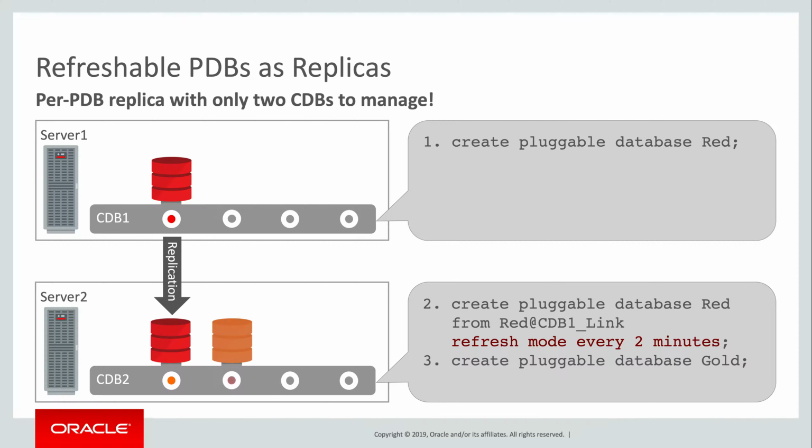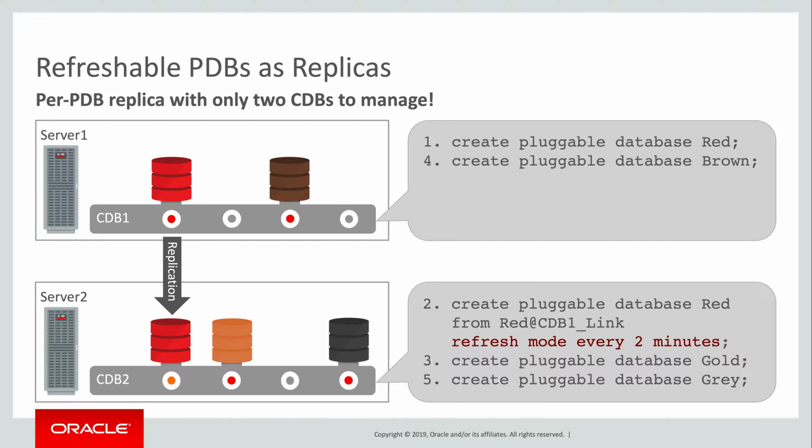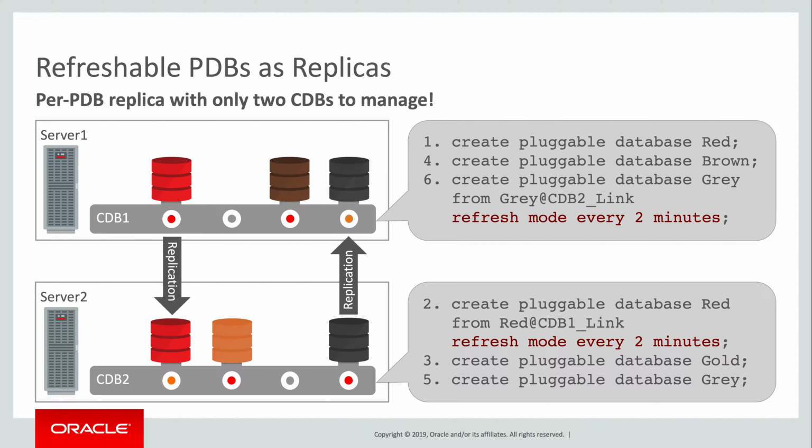We might add a few more PDBs, gold in CDB2, brown in CDB1, and grey in CDB2. No replicas are required for gold and brown, but we want one for grey. And as simply as that, we have 2 pairs of replicas being refreshed in opposite directions between these 2 CDBs.